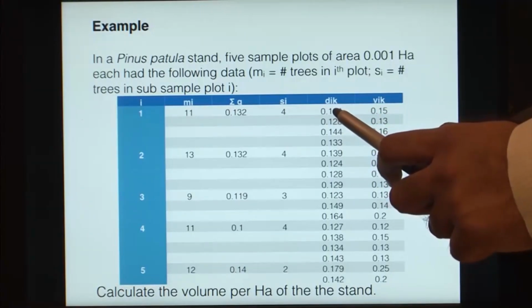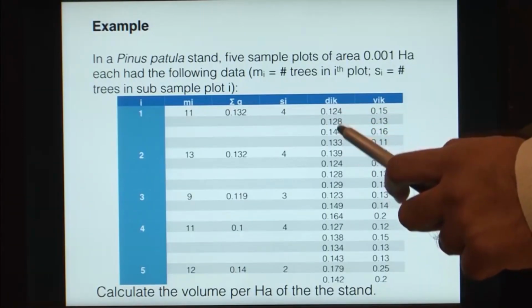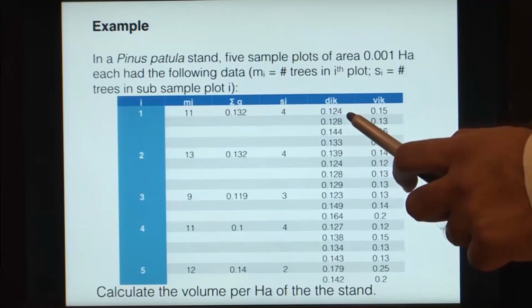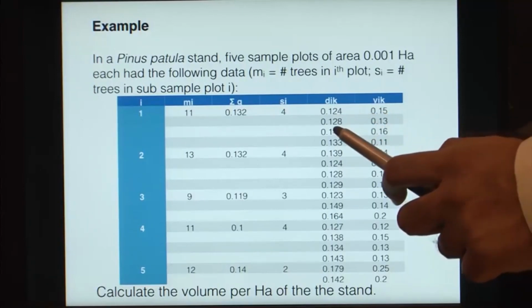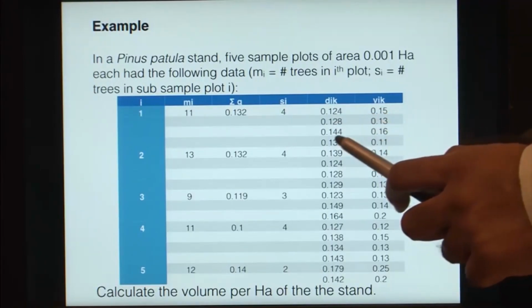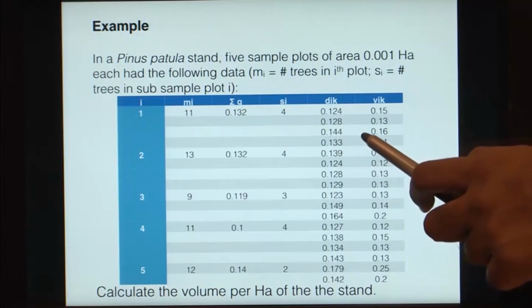So, here are the 4 trees 1, 2, 3 and 4. The first tree has this diameter and this volume. Diameter is given in meters, volume is given in cubic meter. For the second tree these are the diameters and volumes, for the third one and for the fourth one.